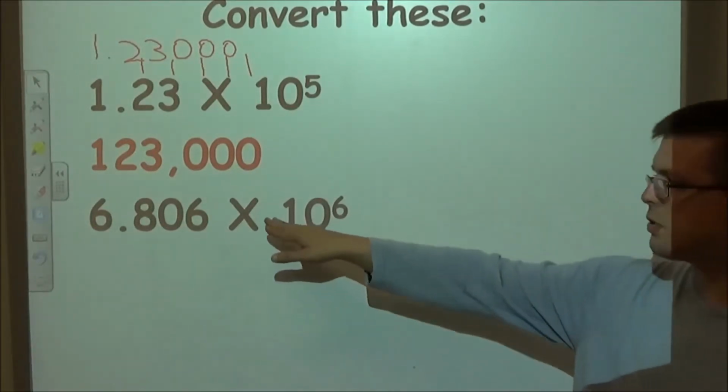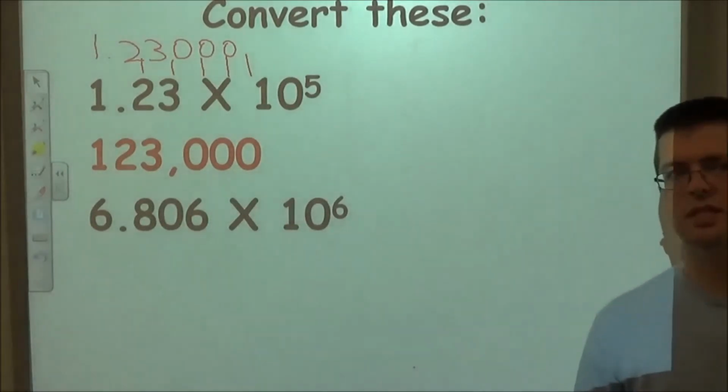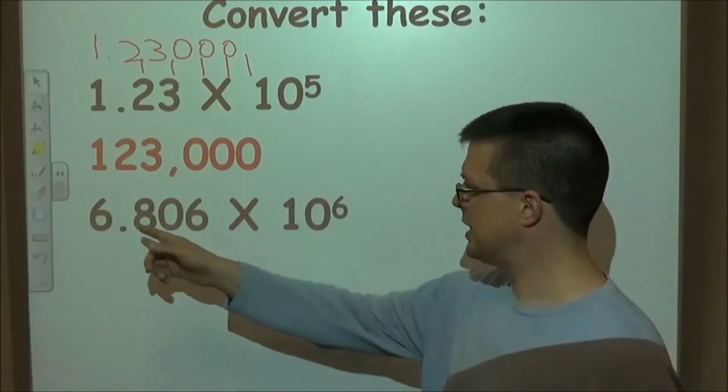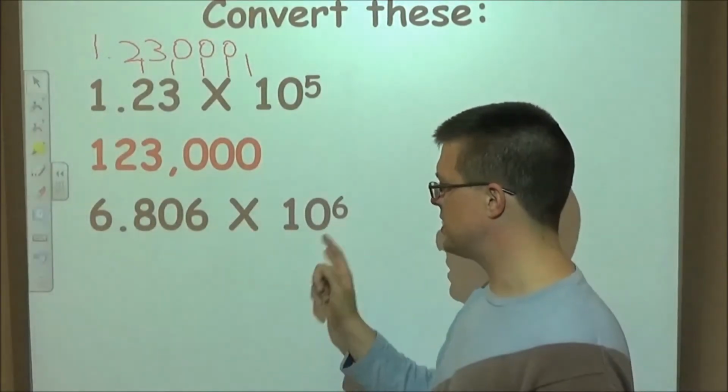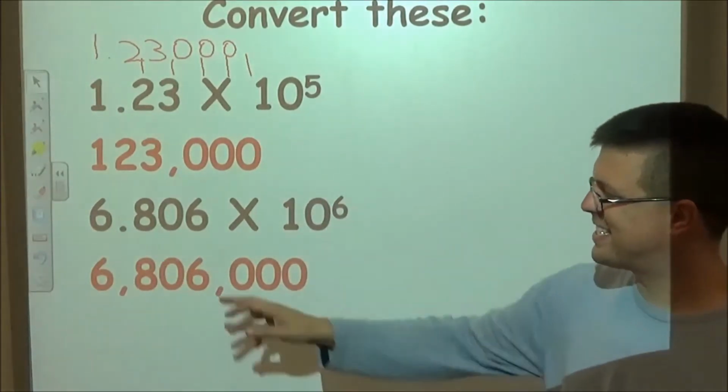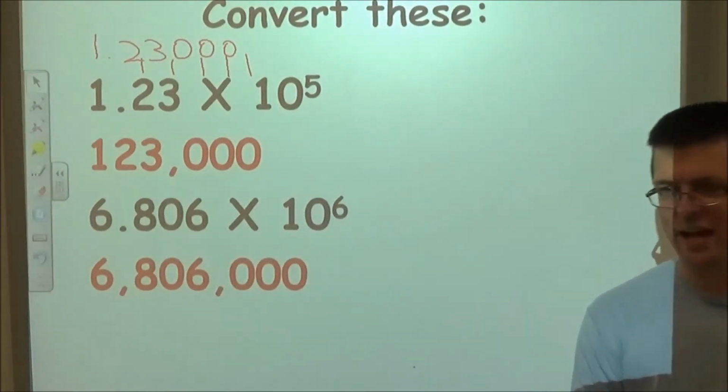So try this one out on your own and see what happens, and see if you do well in this second example. Okay, let's see what you got. We had 6.14806 times 10 to the 6th power. In standard form, that is 6,806,000.